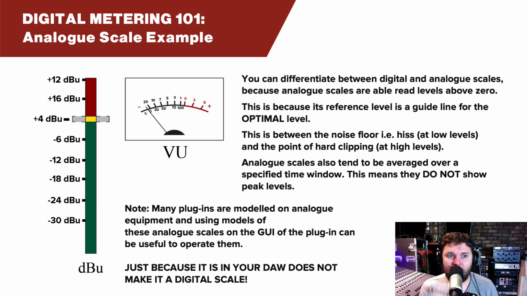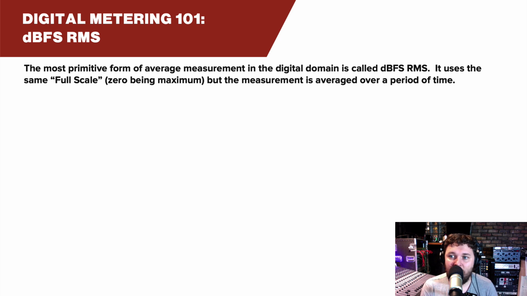So we've explored the dBFS scale and know that that's the most primitive form of peak measurement inside your digital audio workstation. But what is the most primitive form of average measurement? That is called dBFS RMS. And as the name suggests, it's still using the same decibel and full scale range. So 0 is still the maximum permitted value, and all of your values below that are going to be negative. But this time it's averaging that out over a period of time.